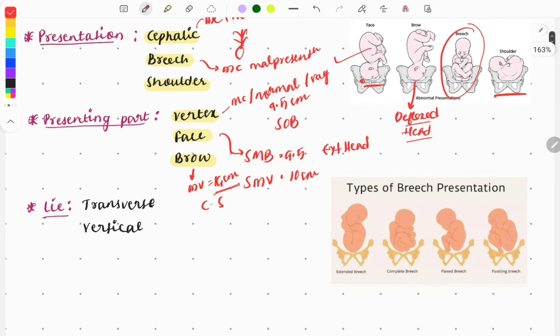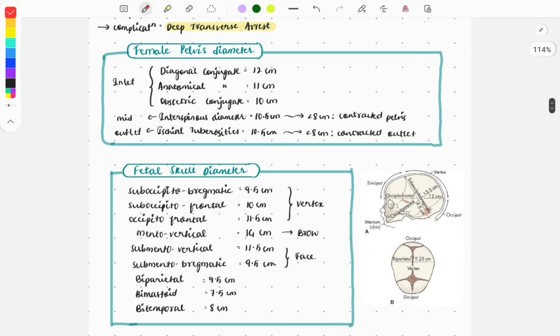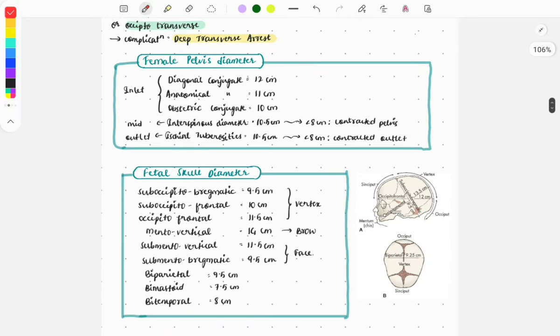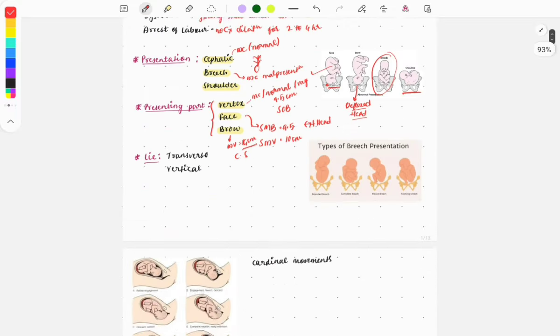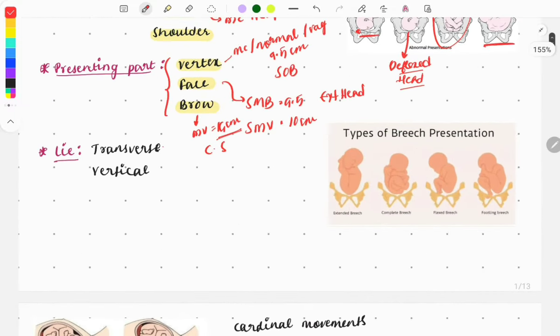Okay, so for now just remember these things, the vertex, face and brow, because when we discuss the pelvic diameters, you will be easily able to understand these things like the diameters. Then based on the lie, it is classified as the transverse and the vertical.